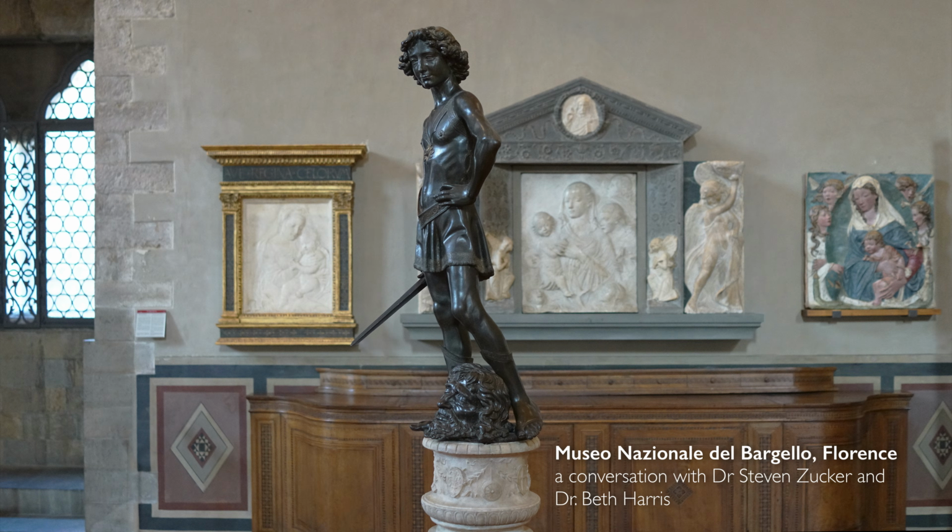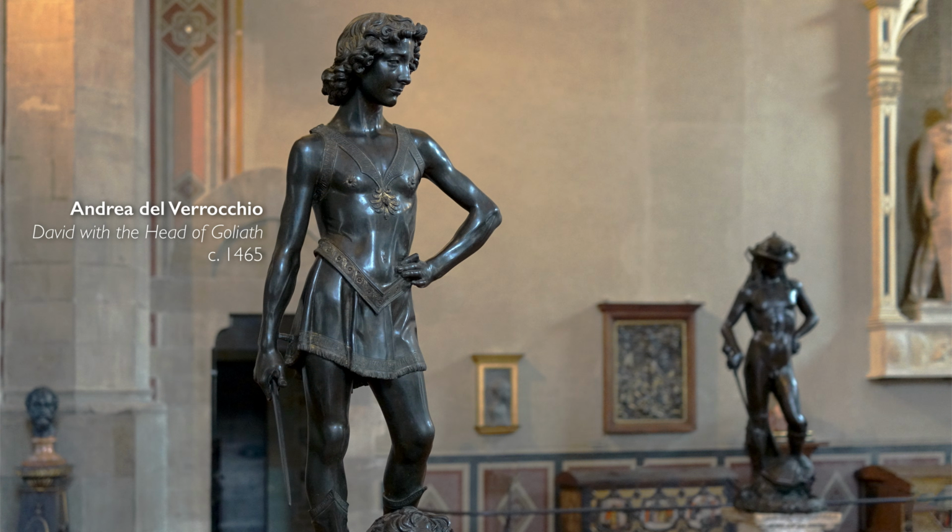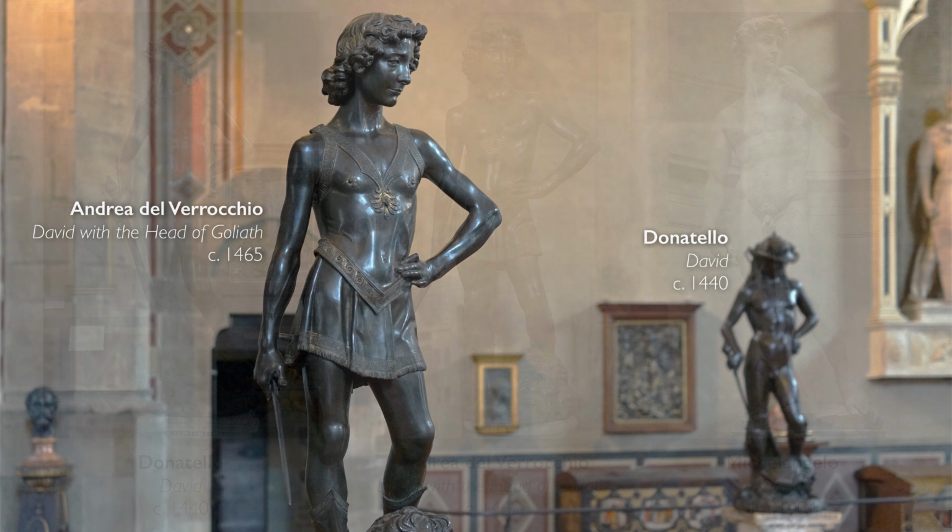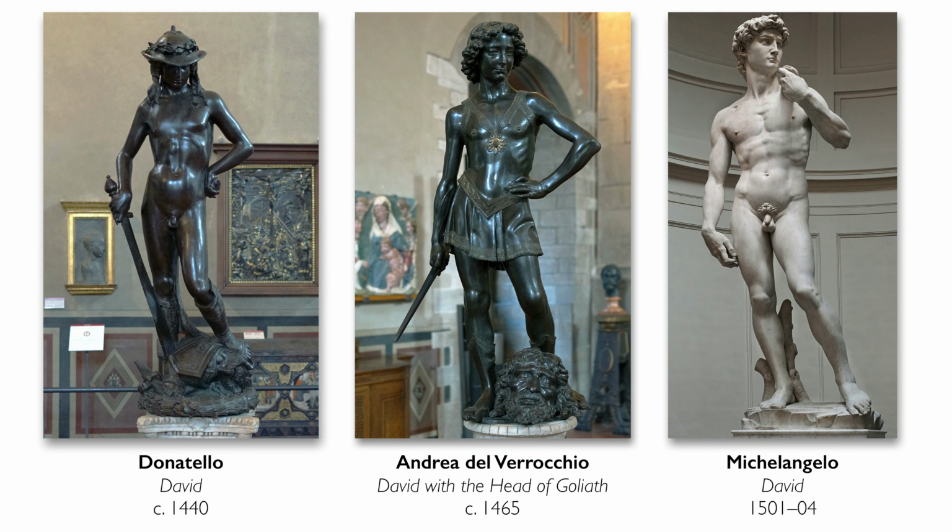We're in the Bargello in Florence looking at Verrocchio's David. Now, this was sculpted probably 2 decades or so after the David that was created also in bronze by Donatello. There are a lot of Davids in Renaissance Florence.